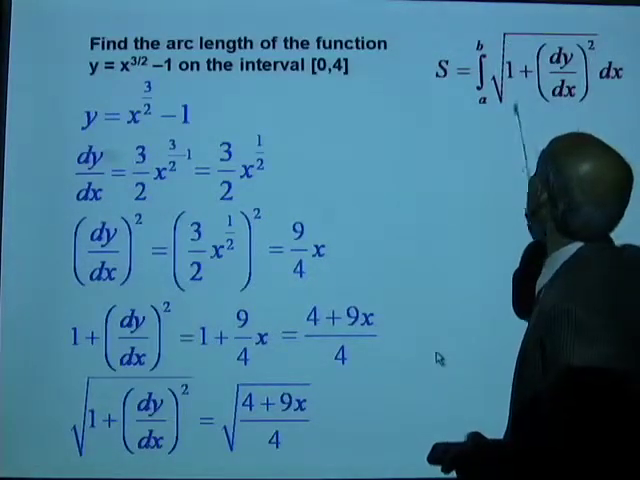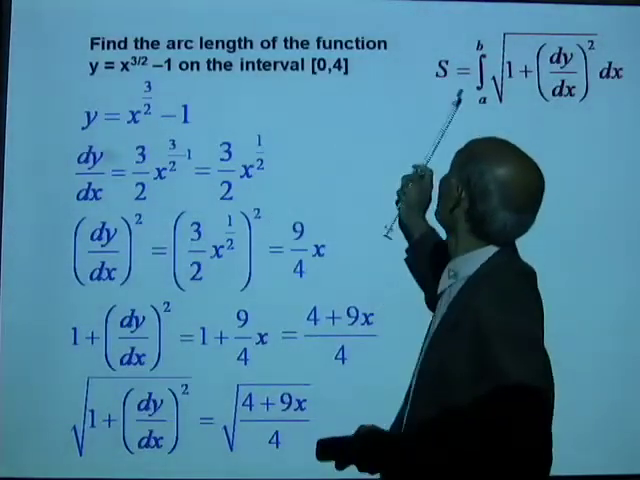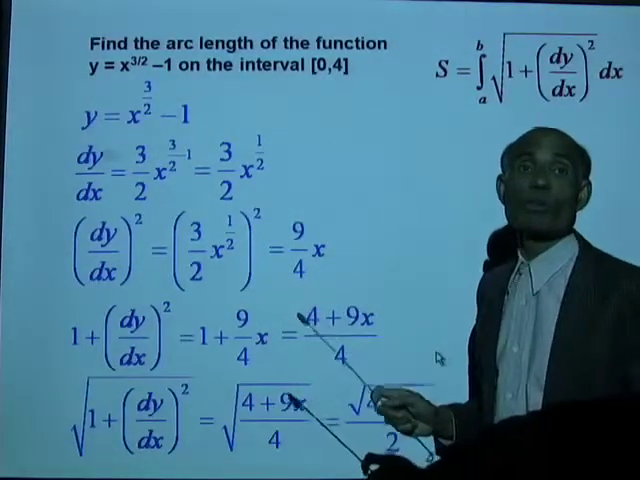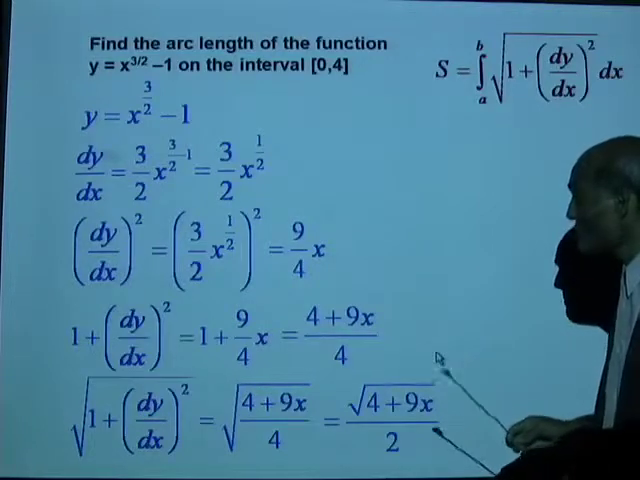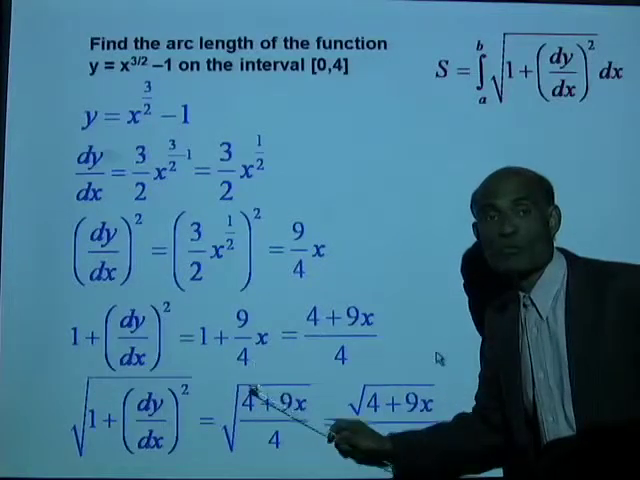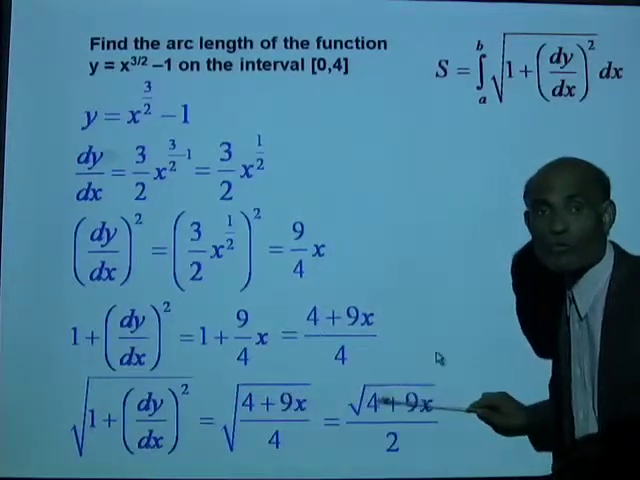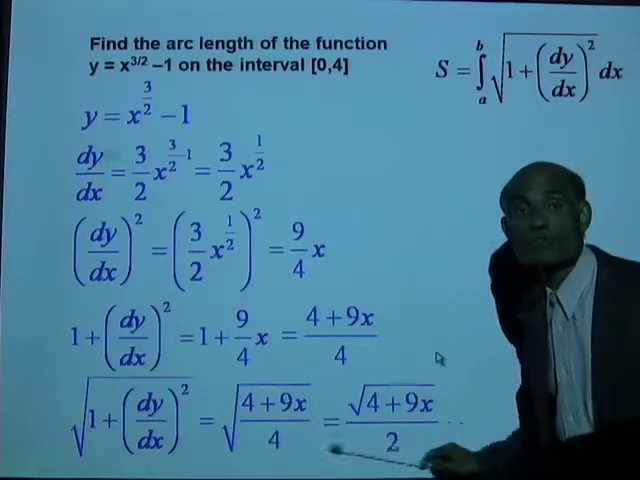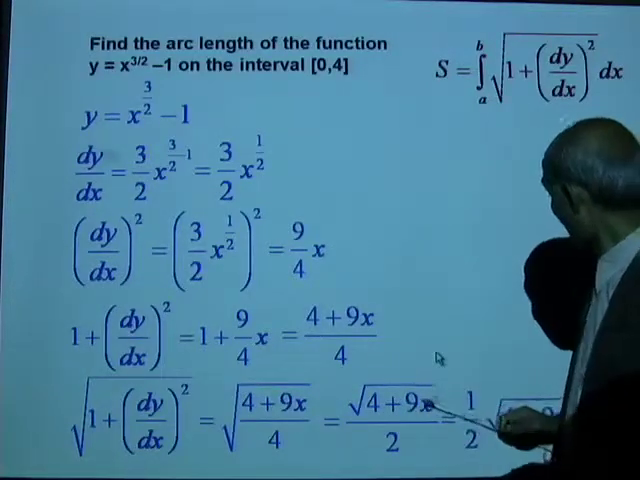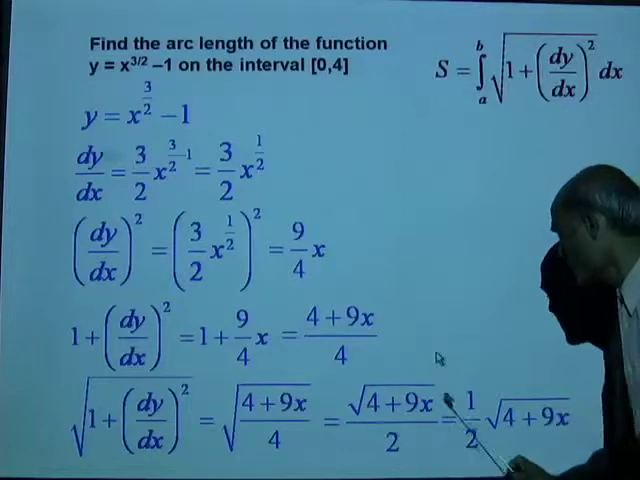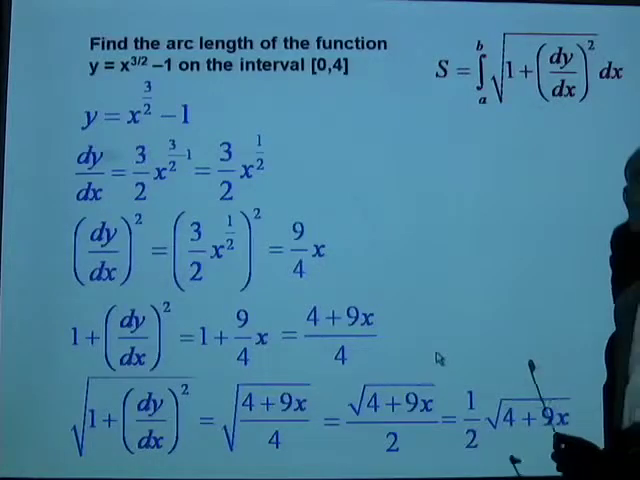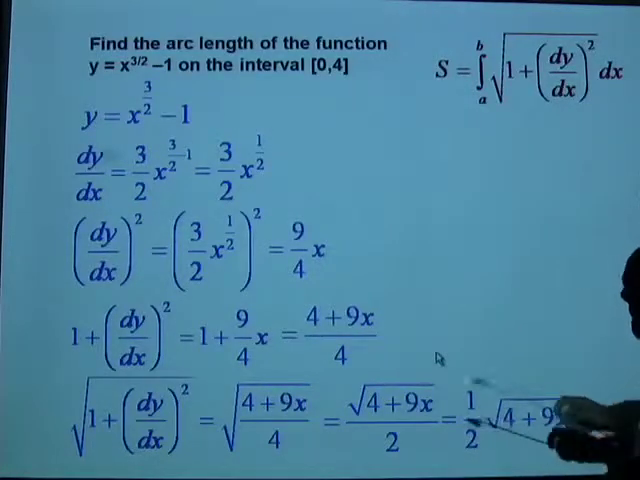And we have now this quantity, and we know the limits a and b, a equal to 0, b equal to 4. Therefore, we are in a position to set up the integral. And before we do that, look at the square root quantity here. We can split this into square root of 4 plus 9x divided by square root of 4, which is 2. That will make it easier for us to integrate. And that will be divided by 2, which is 1/2. So 1/2 of square root 4 plus 9x. It is now easy to integrate that, and let's go and do it.